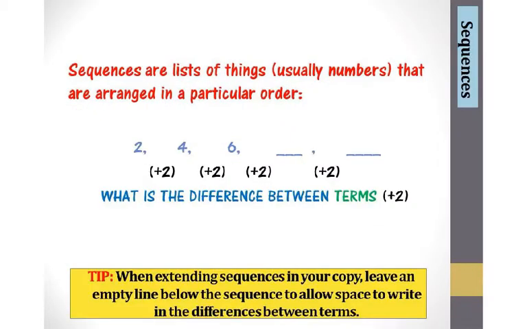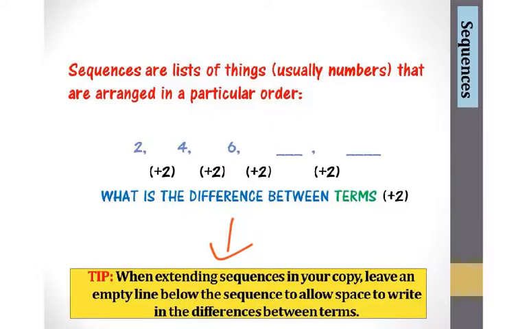So before we go any further with the sequence, if you look at the tip at the bottom of the page, it says, when extending sequences in your copy, so when completing the sequence, leave an empty line below the sequence to allow space to write in the difference between the terms.